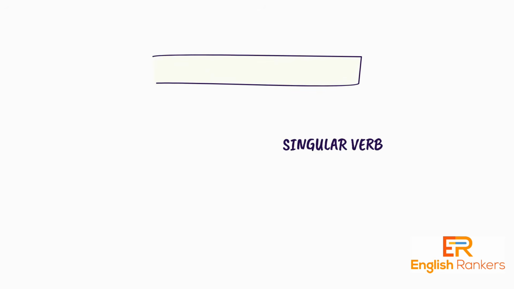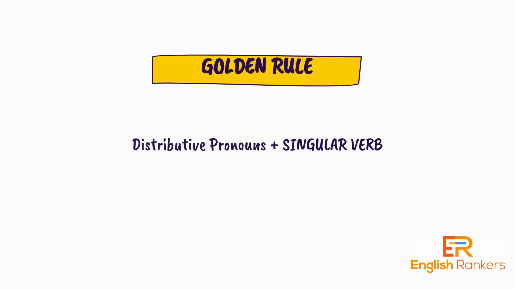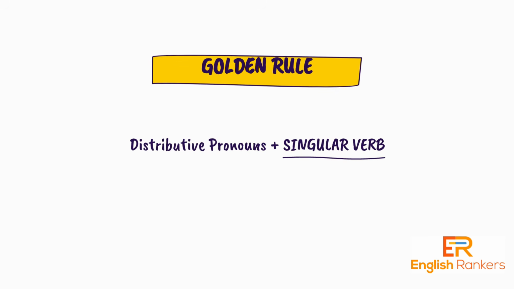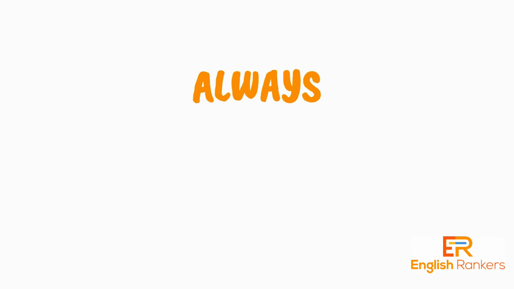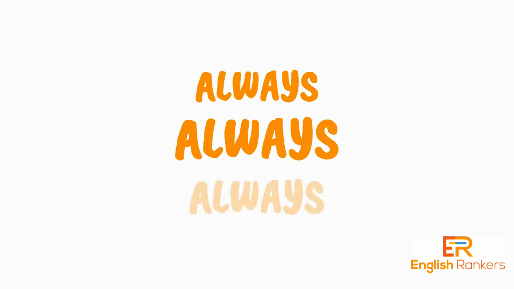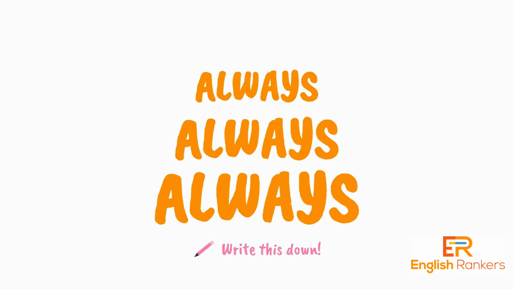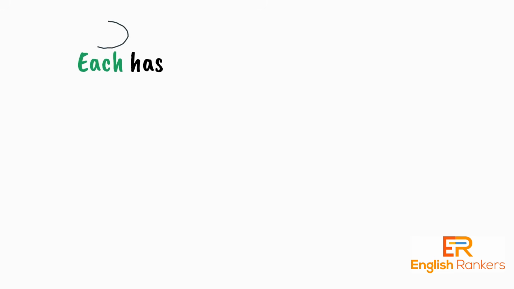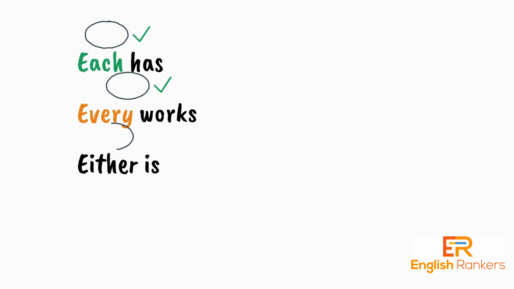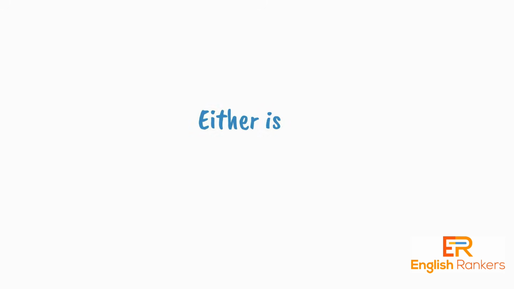Now, before we look at each word, there is one golden rule you need to remember. Write this down if you can. Distributive pronouns always take a singular verb. Always, not sometimes. Always. Each has. Every works. Either is. Neither was. If you remember this one rule, you will avoid most of the mistakes learners make with these words.